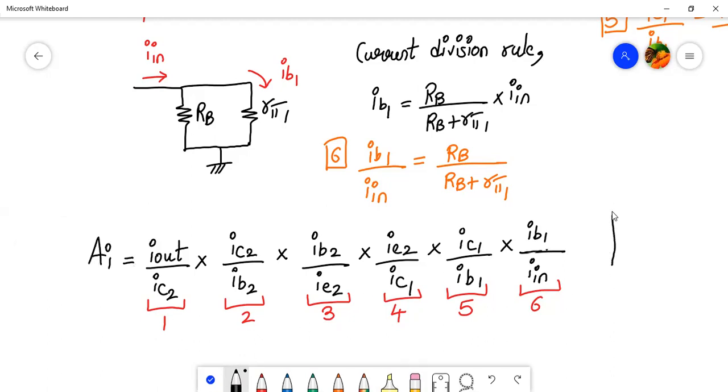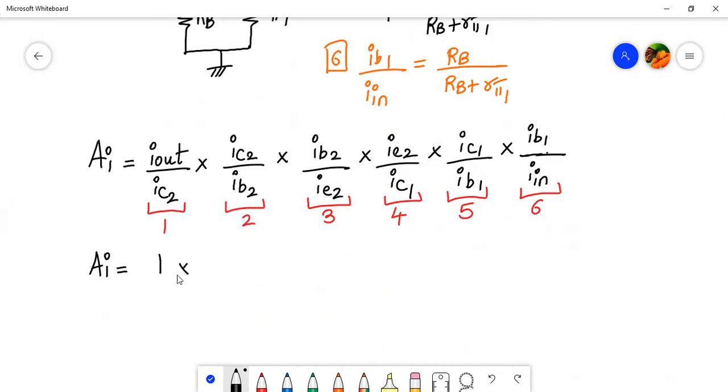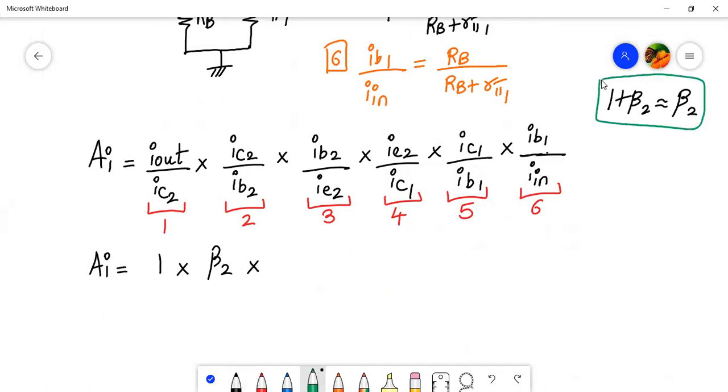So what is the first term over here? For the first term, we have 1, multiplied by the second term, which will have beta 2. The third term will have 1 upon 1 plus beta 2. Now 1 plus beta 2 can be approximated as beta 2 itself, because the value of beta 2 is very, very large, right? So we can write over here 1 upon beta 2. Next is IE2 upon IC2.